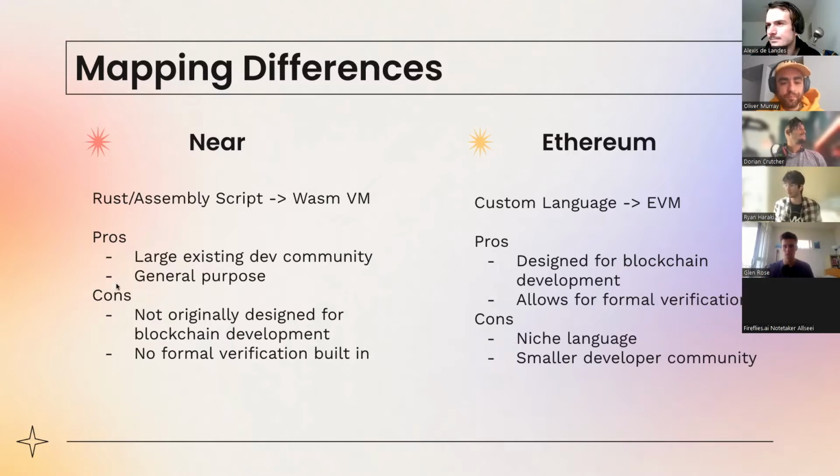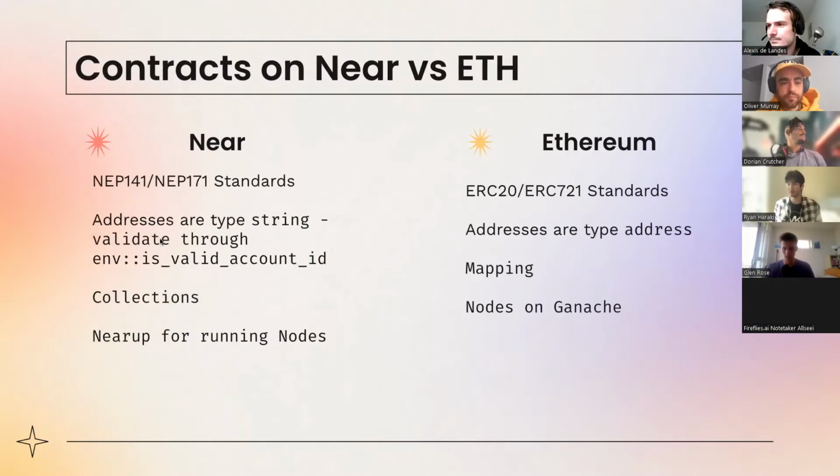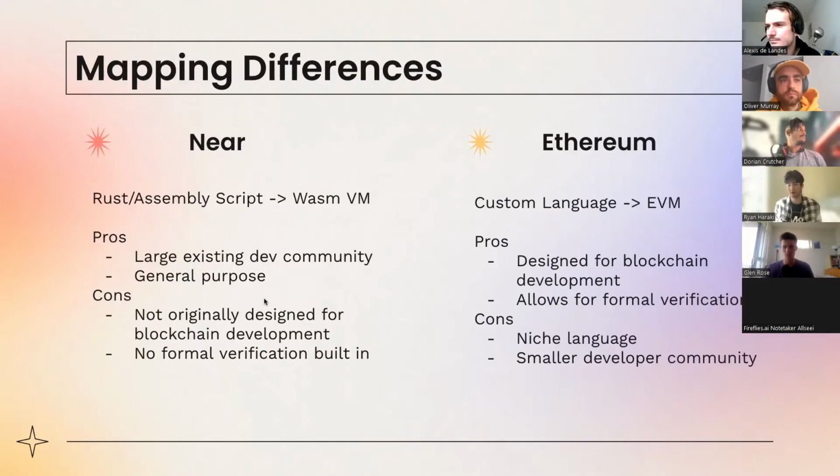So you're going to be lacking things like formal verification, and you're going to need to use validators like this env is valid account ID, which you wouldn't have to do on Solidity because you have type address, which is built in natively to the language.